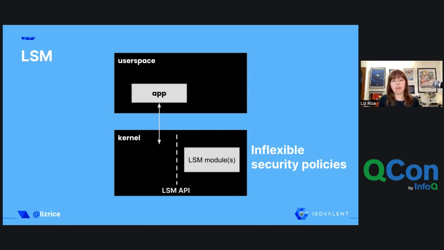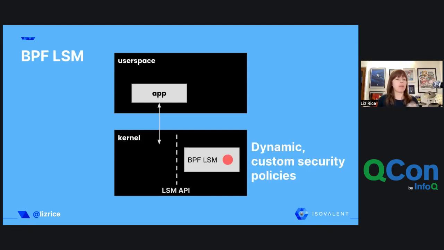We can write BPF programs that attach to that same LSM API. And that gives us a lot more flexibility, a lot more dynamic security policies. And as an example of that, there's an application called Tracy that's written by my former colleagues at Aqua, which will attach to LSM events and decide whether they are in or out of policy. So we can use eBPF to help us be resilient to exploits. What other kinds of resiliency can we enable with eBPF?